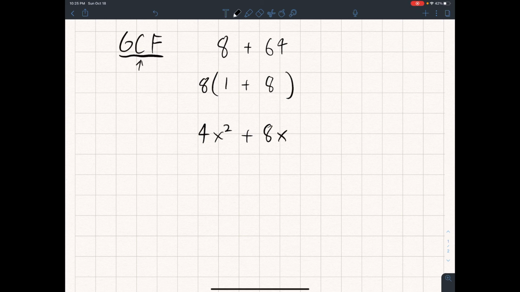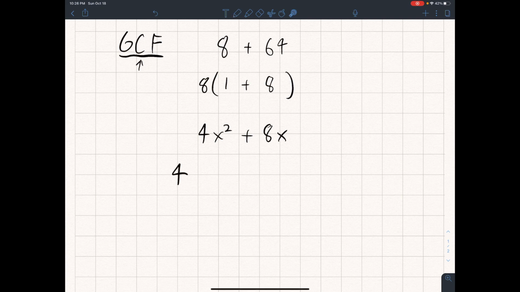So we have 4x squared. X squared cannot be added to x. They don't have the same exponent, and 4 and 8, we can't put those together because they're attached to the x squared and the x. So we need to factor to at least get it into its simplest form. We know that 4 and 8 have 4 in common, so I could definitely factor out a 4.